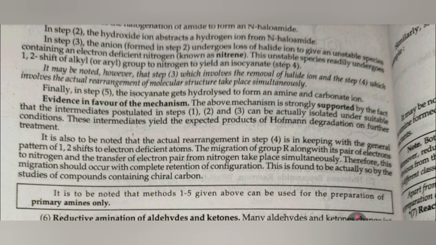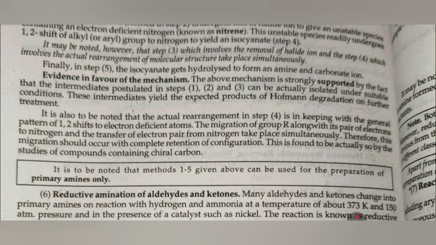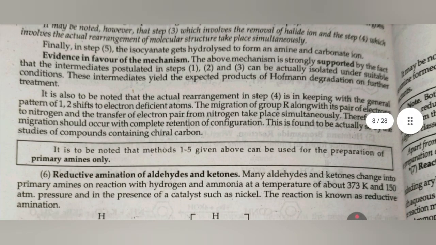The unstable species readily undergoes a 1,2 shift of the alkyl group to nitrogen to yield an isocyanate. It may be noted, however, that step 3, which involves the removal of halide ion, and step 4, which involves the actual rearrangement of the molecular structure, take place simultaneously. Finally, in step 5, the isocyanate gets hydrolyzed to form an amine and carbonate.